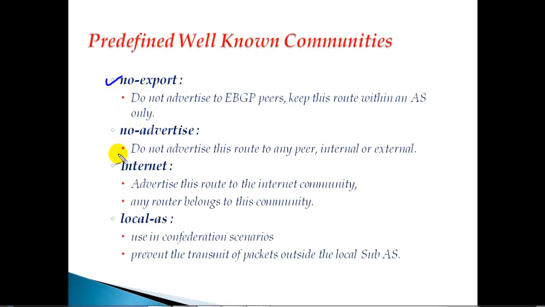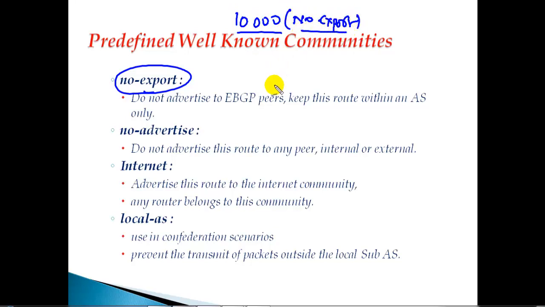We have no export, no advertise, internet, and local AS. So four attributes. When you say no export, let's take an example. I'm going to match the 10 network and add the community value no export. Whenever a router receives any network with a community value of no export, it will not advertise that particular route to any of the eBGP peers.